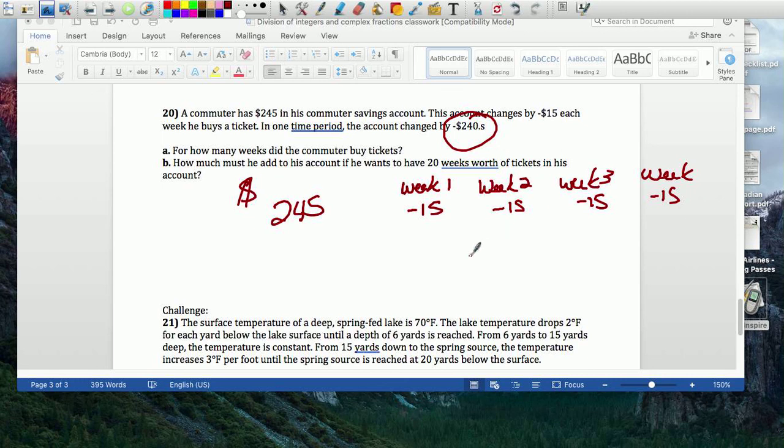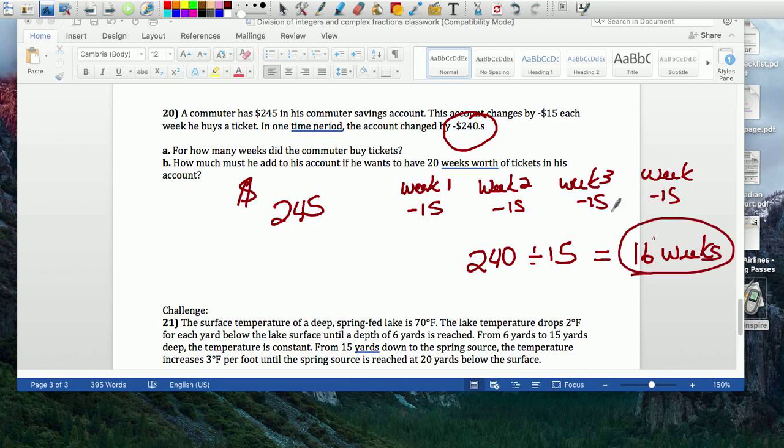Well, that's not that bad. So 240 divided by 15, and Alexa, 240 divided by 15 is going to be? 240 divided by 15 is 16. So it took 16 weeks for this person. It took 16 weeks, right, to spend $240.